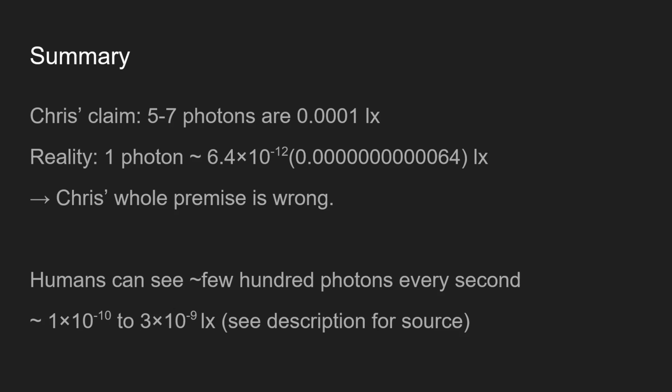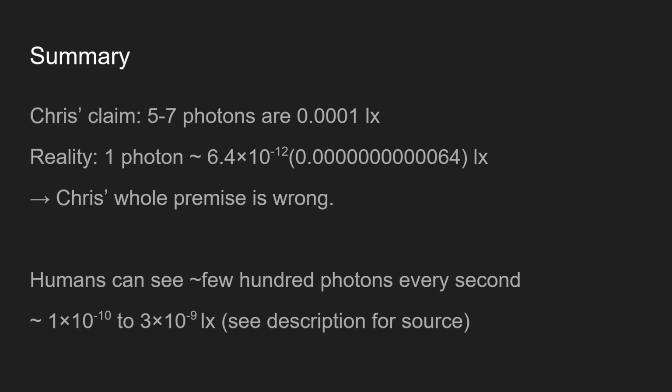I also go on to show some sources that humans can see a couple of few hundred photons every second. Those would be in the description of this video. This is between 10 to the minus 10 to a couple of 10 to the minus 9 lux, which you can see the description for. Also, I would like to use Chris's own citations against him, as if his lux count is wrong and ours is correct, which I think is fair to say, then of course we can see a lot lower lux than what Chris is claiming in his videos.